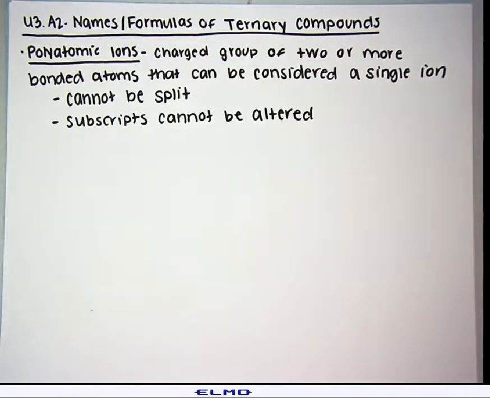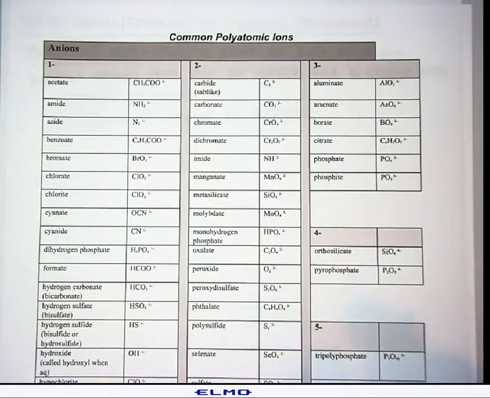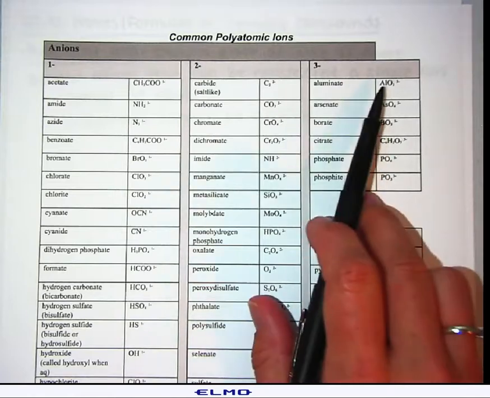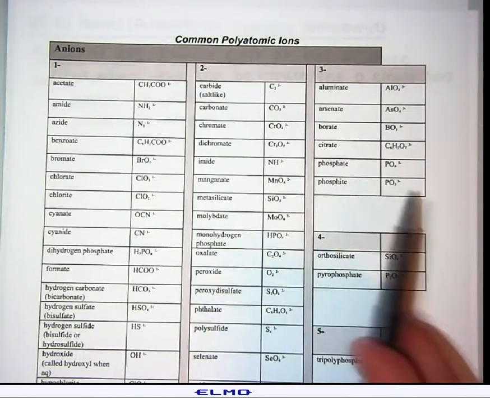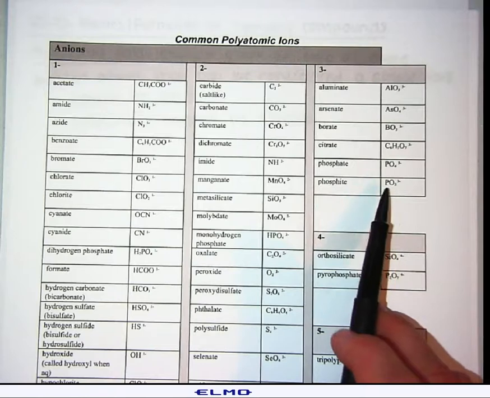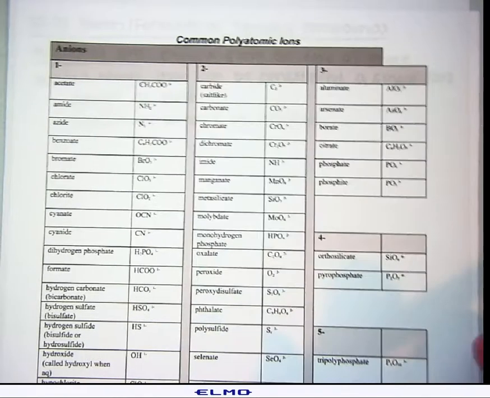So in your Honors Chemistry resource packet, you will find a page that says common polyatomic ions. So we can see that we have groups of atoms that are bonded together. Whatever those subscripts are, that's what they are. You can't change them. And we also see that they all have charges.